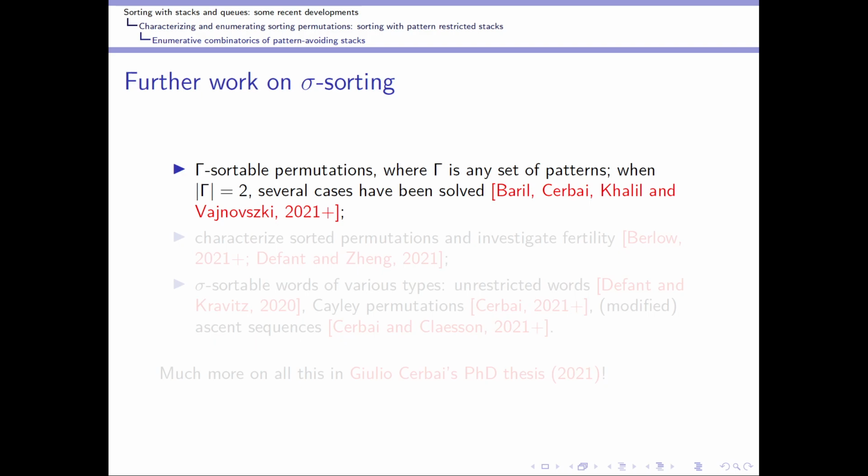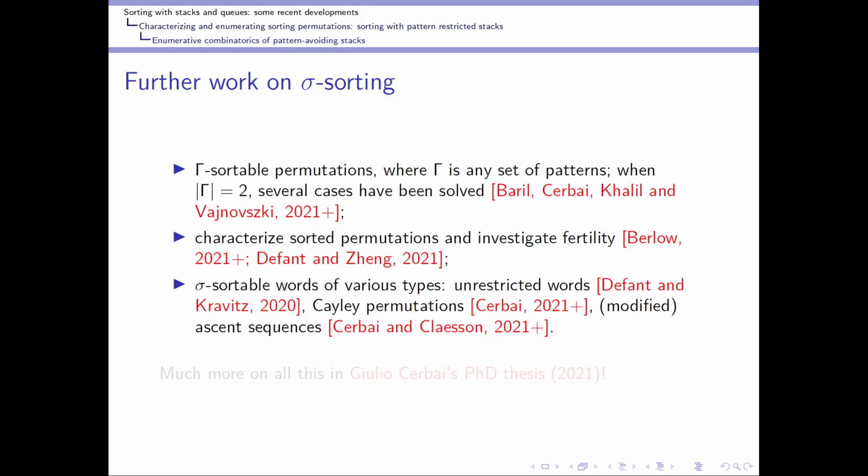One possibility is to extend the case of the sigma machine by passing from avoiding a single pattern during the first pass to avoiding a set of patterns during the first pass. If you do this in the case of just two patterns, several cases have already been solved by Baril, Cerbai, Khalil and Vajnovszki. Another line of research is to characterize sorted permutations and to investigate fertility. This was considered by Berlow and Defant and Zheng.